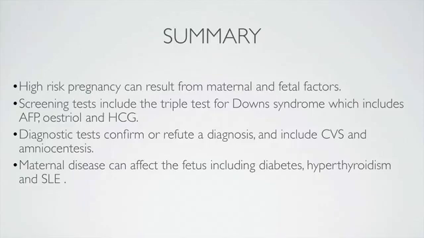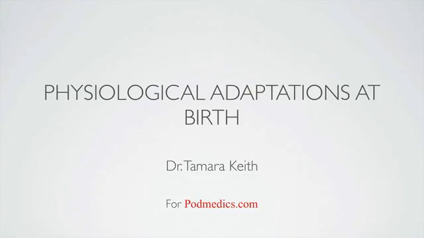So in summary, we've covered quite a lot there. High-risk pregnancy can result from maternal and fetal factors. Screening tests are those that give you a probability, and they include triple tests for Down syndrome, which includes AFP, estriol, and HCG. Diagnostic tests confirm or refute a diagnosis and include chorionic villus sampling and amniocentesis. Maternal disease can affect the fetus, including diabetes, hyperthyroidism, and lupus. Thank you very much.